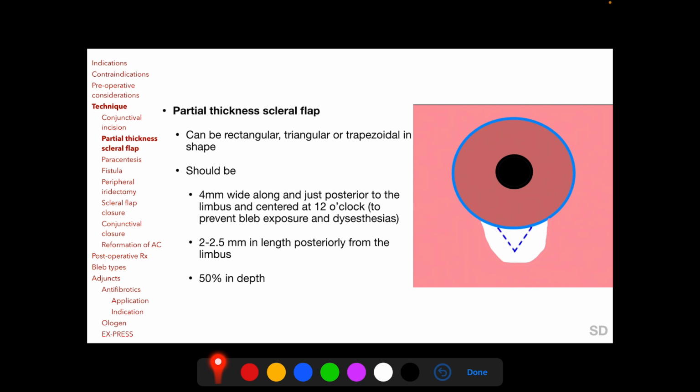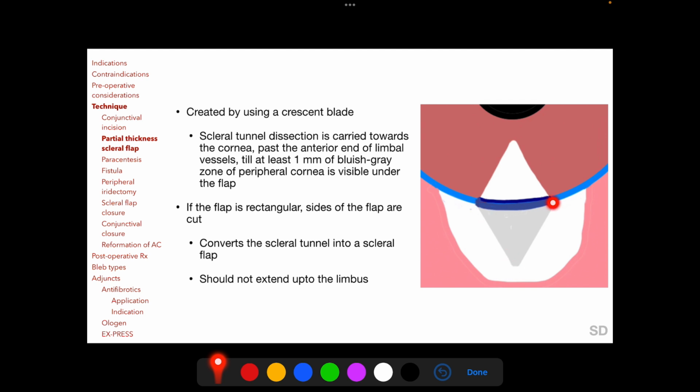The scleral flap should be 4 mm wide along and just posterior to the limbus and centered at 12 o'clock position whenever possible to prevent bleb exposure and dysesthesias. The bleb should be 2 to 2.5 mm in length posteriorly from the limbus and ideally have a 50% depth within the sclera.